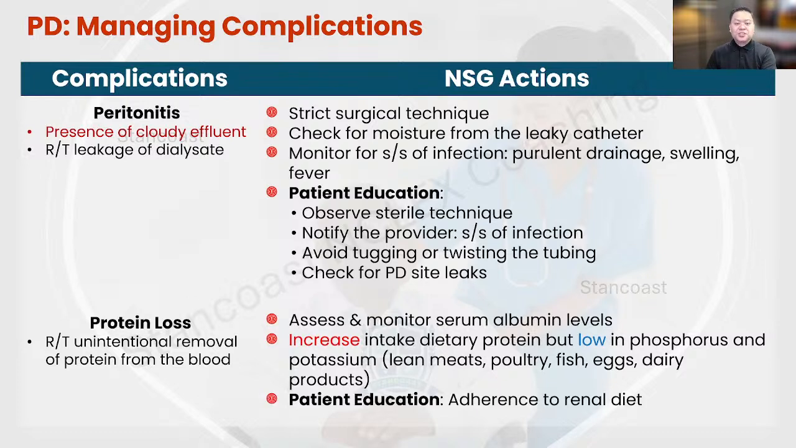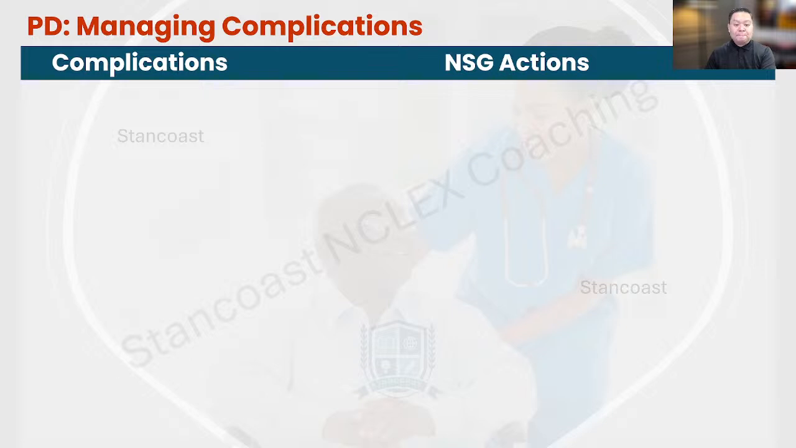Now we're going to proceed to the other complications. One of the other complications is hyperglycemia. Why is hyperglycemia going to happen? Well, it is because the solution that we're administering is actually a hypertonic solution. So there's a chance that this can potentially cross over and cause some hyperglycemia in the patient.